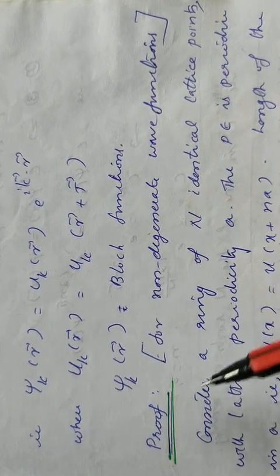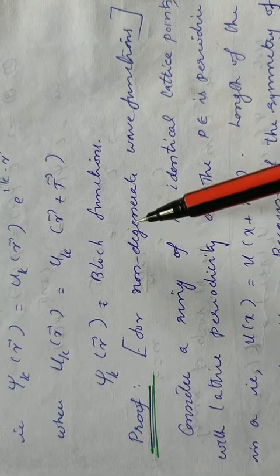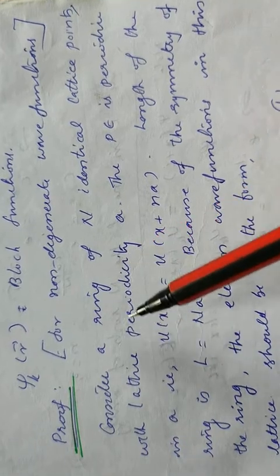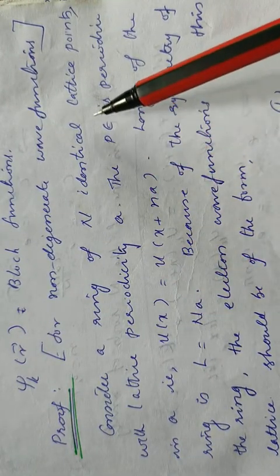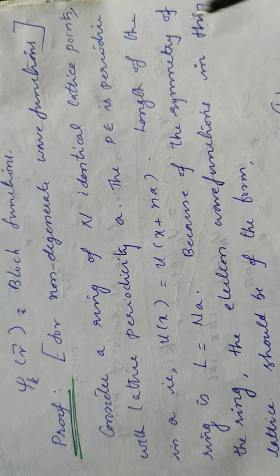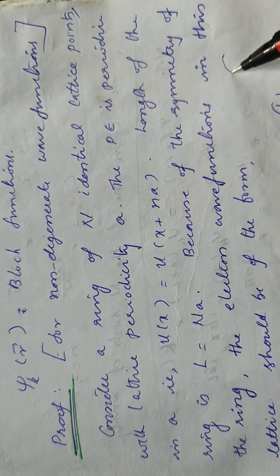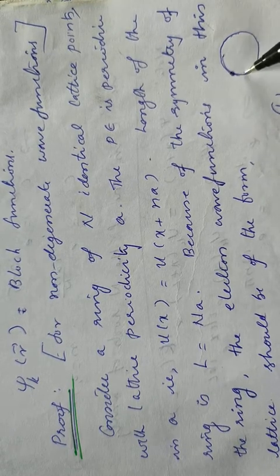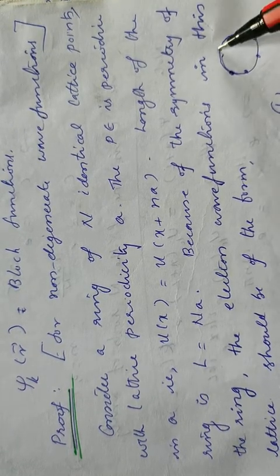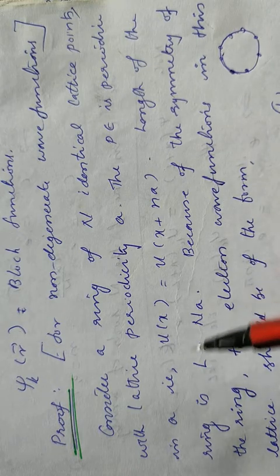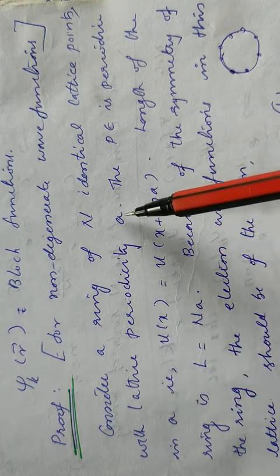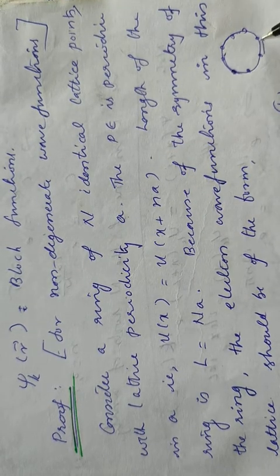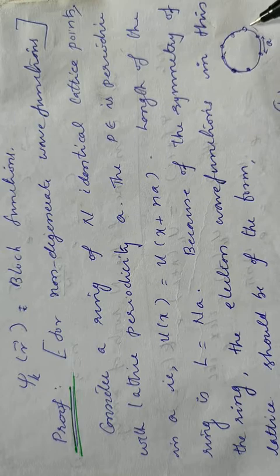Now the proof of this Bloch theorem for the non-degenerate wave functions. For this, consider a ring of n identical lattice points, with lattice periodicity A. Lattice periodicity A means the separation between each lattice point is A.